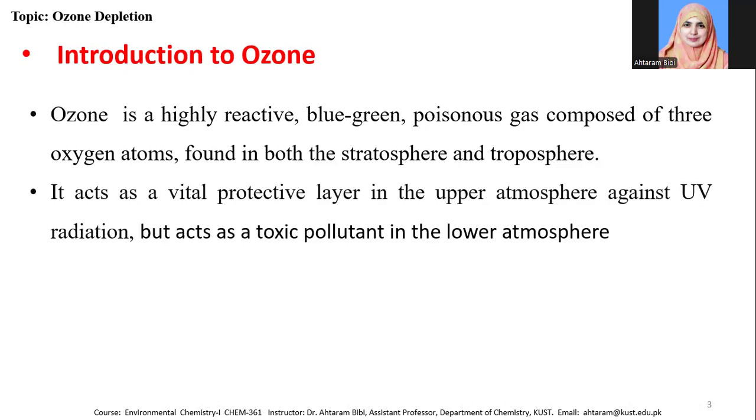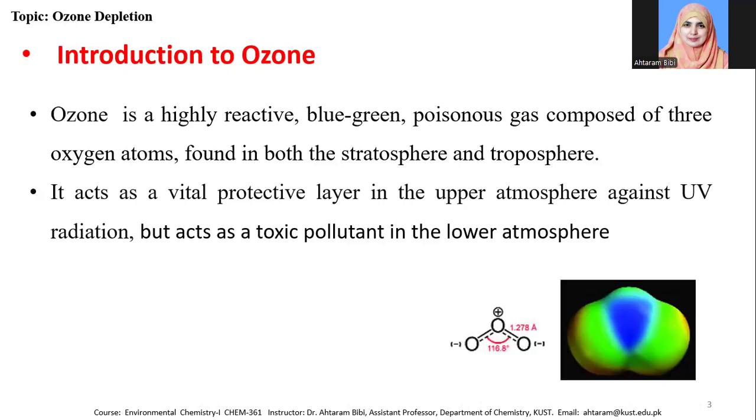This ozone layer, which is present in the stratosphere, acts as a vital protective layer in the upper atmosphere against UV radiation, but acts as a toxic pollutant in the lower atmosphere. Therefore, in the lower atmosphere, in the troposphere, it is known as toxic ozone or bad ozone, while in the stratosphere, ozone is known as good ozone.